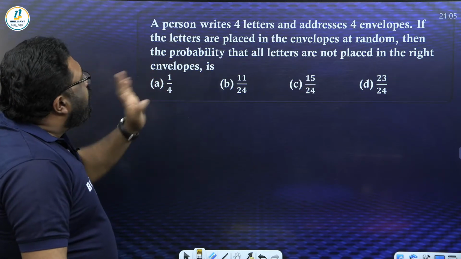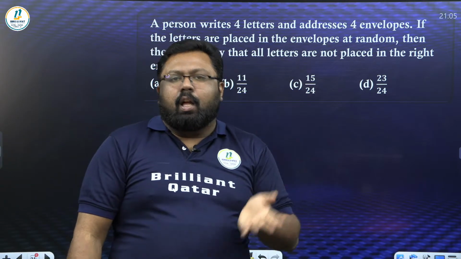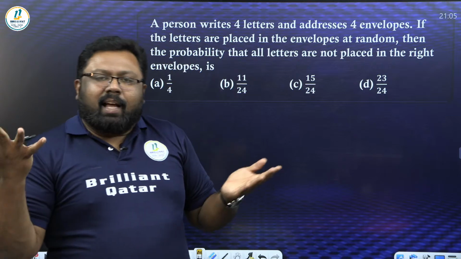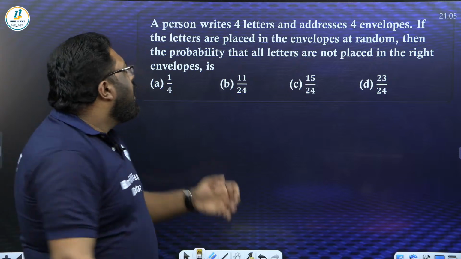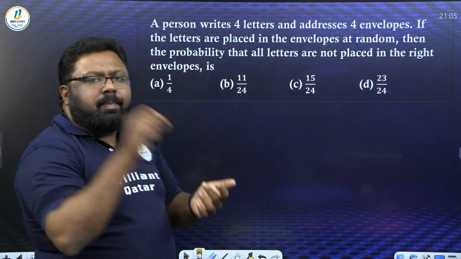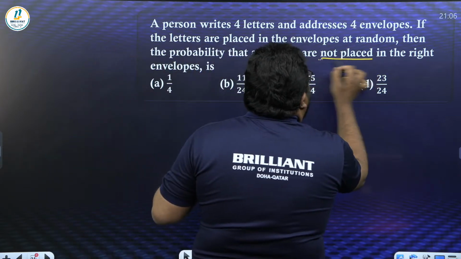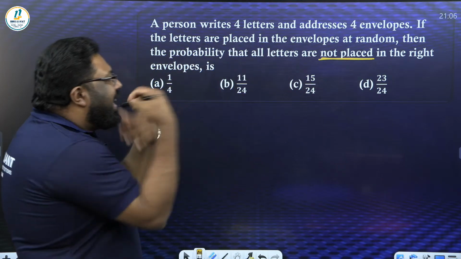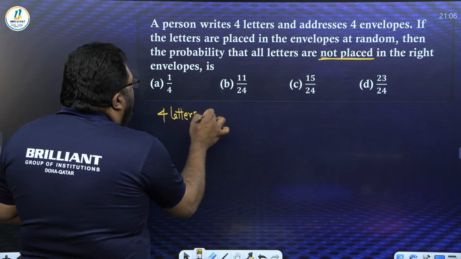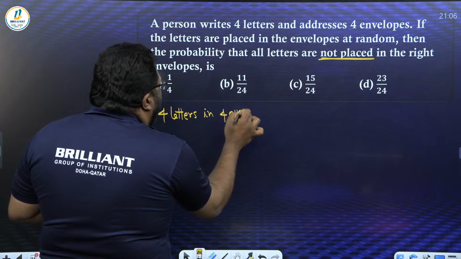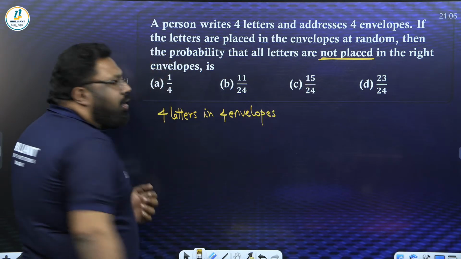A person writes 4 letters and addresses 4 envelopes. So 4 letters are there in one hand, 4 envelopes with addresses are there in another hand. So he wants to post the correct letter to the correct address. That's the question. If the letters are placed in the envelopes at random, then the probability that all the letters are not placed in the right envelopes. Okay, forget about that. Tell me, I have 4 letters and I have to place them in 4 envelopes. In how many different ways can I do it?